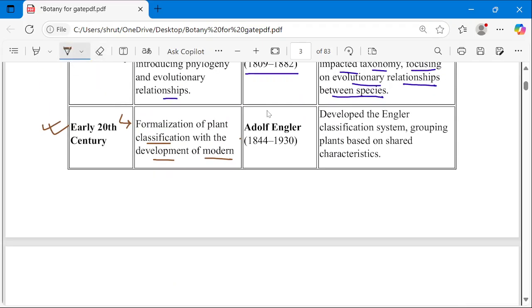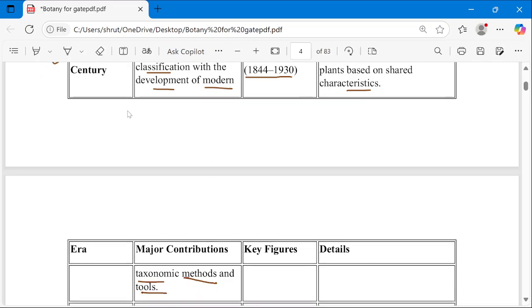Here there was a major contribution by Adolf Engler. We all know the Engler and Prantl classification system. There was a major contribution by Engler from 1844 to 1930. He developed the Engler classification system, grouping plants based on shared characteristics. So this is the contribution by Adolf Engler in the early 20th century.